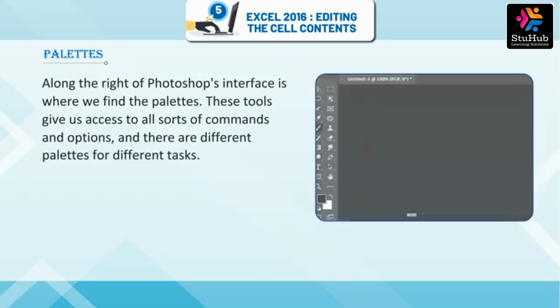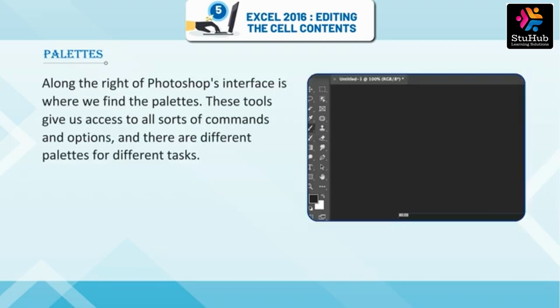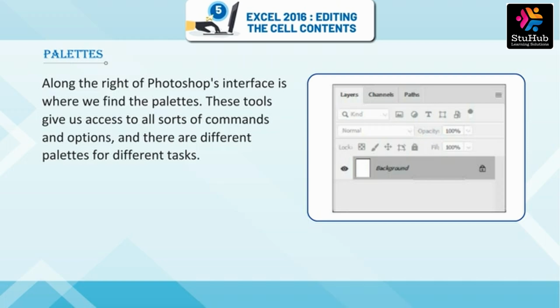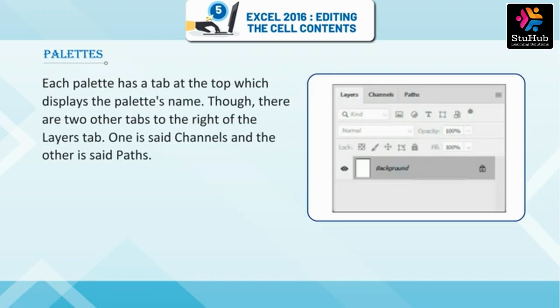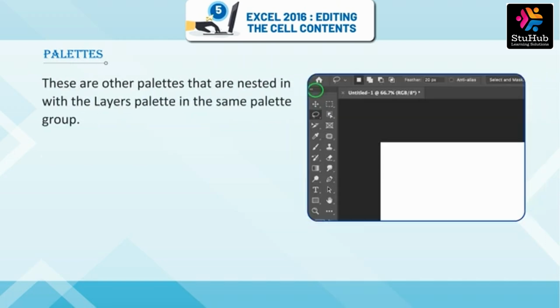Palettes. Along the right of Photoshop's interface is where we find the palettes. These give us access to all sorts of commands and options, and there are different palettes for different tasks. Each palette has a tab at the top which displays the palette's name. There are two other tabs to the right of the Layers tab. One is Channels and the other is Paths. These are other palettes that are nested in with the Layers palette in the same palette group.